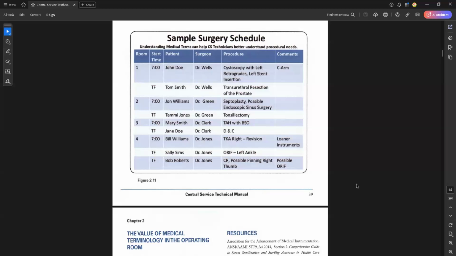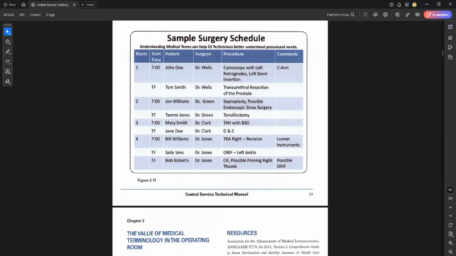So Mary Smith, they're going to remove her uterus, and also remove her 2 fallopian tubes. So this is how this works. D&C, dilation and curettage. You are 2 months pregnant, 3 months pregnant. You don't want to have the baby. They take it out.